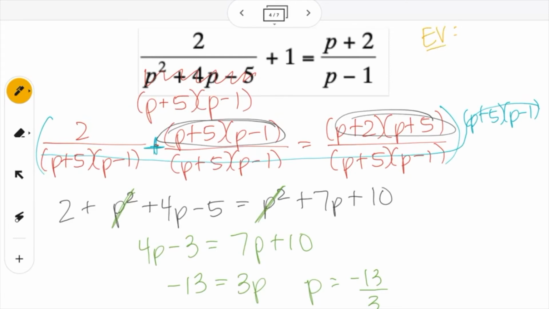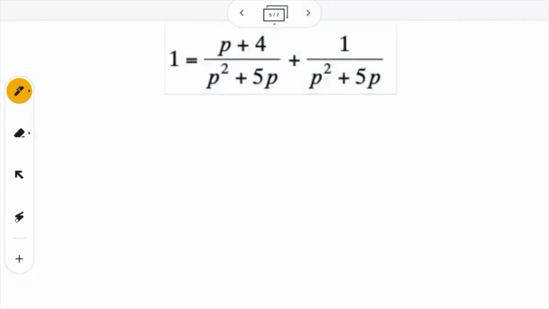Again, before you circle it, think about your excluded values. In this, I would set p plus 5 equal to 0, and I would get p can't be negative 5. I would do p minus 1 equals 0, and I get p can't be 1. That is not this answer, so that's fine. We'll solve one more like this.